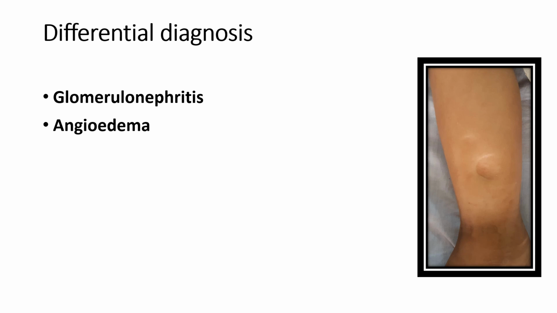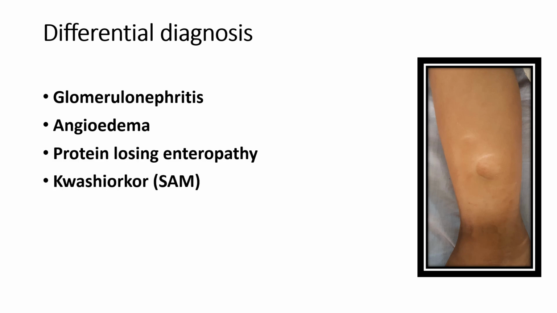Before labeling the nephrotic syndrome, we should rule out the glomerulonephritis, in which there is persistent hypertension and hematuria with decreased complement level, and in streptococcal glomerulonephritis you will find that ASO titer is raised and evidence of a streptococcal infection can be there. We should rule out the angioedema if there is a history of allergy or some animal bites. Protein losing enteropathy, kwashiorkor should also be ruled out before labeling the nephrotic syndrome.